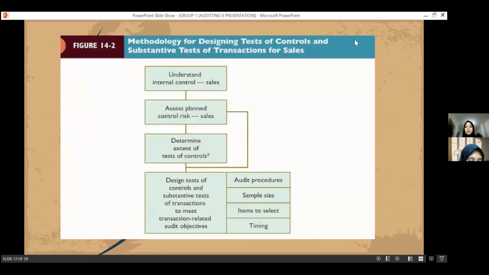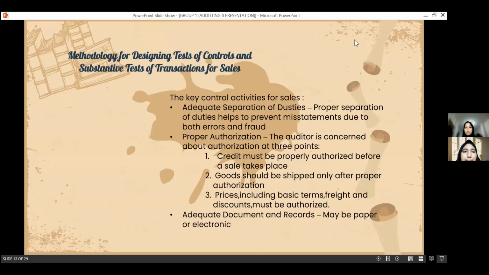This figure illustrates the methodology for obtaining an understanding of internal control and designing test of control and substantive test of transaction for sales. The key control activities for sales.